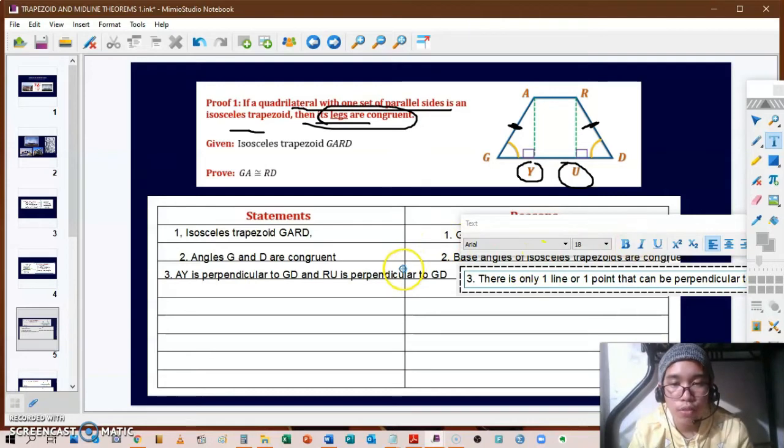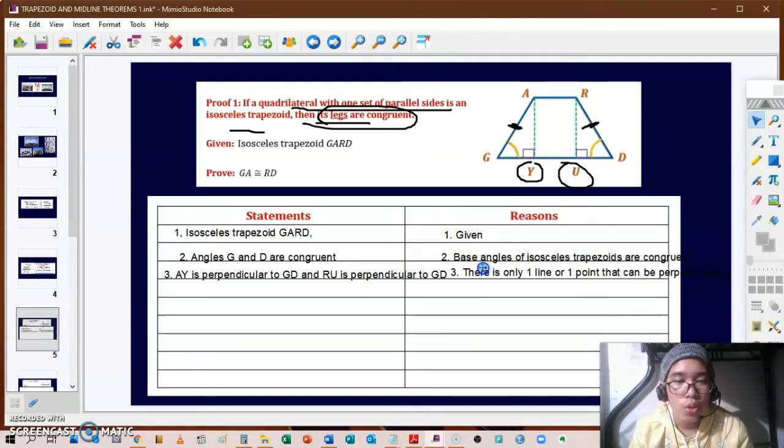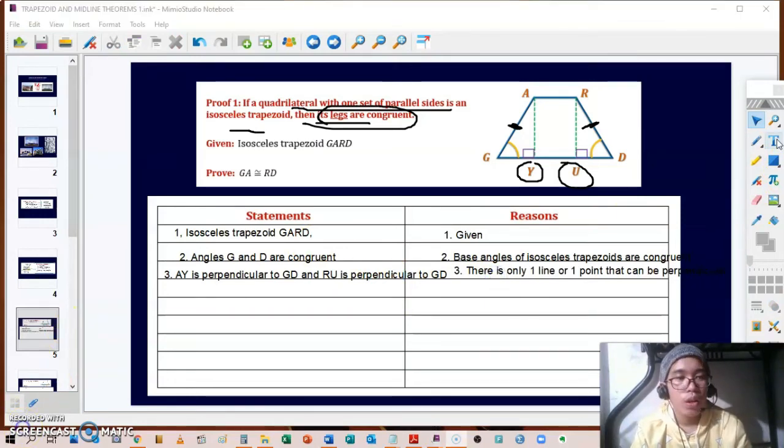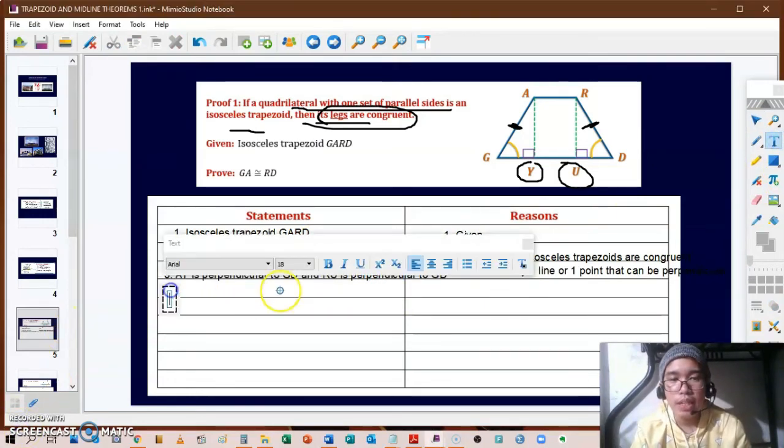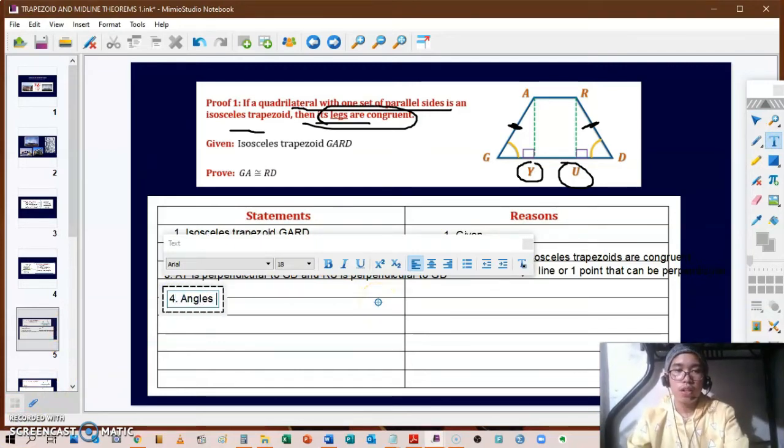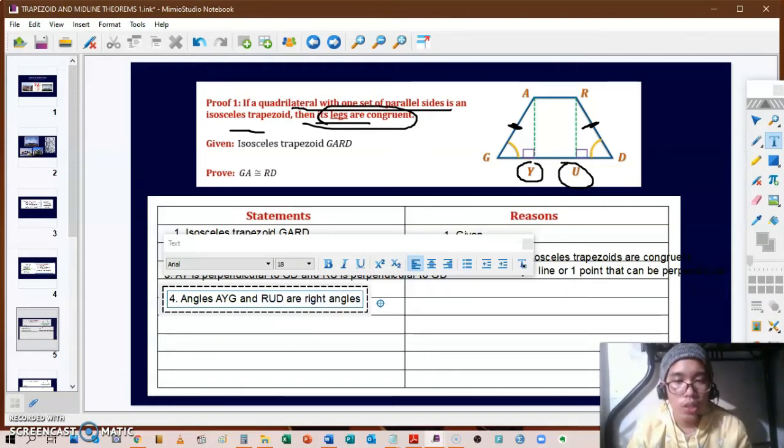Okay, so that can be our third statement right here. So what can be our fourth? That could be our third reason. So what can be our fourth statement? Okay, so our fourth statement could be, number 4, we can say that angles AYG and RUD are right angles. Okay, so they're right angles.